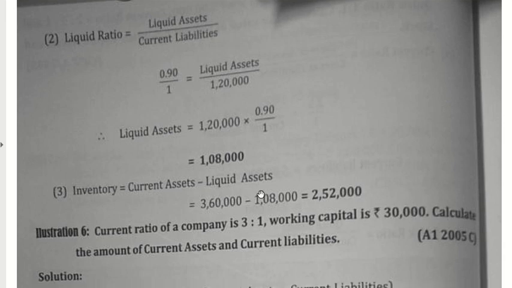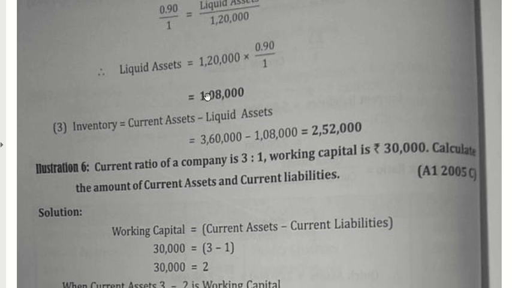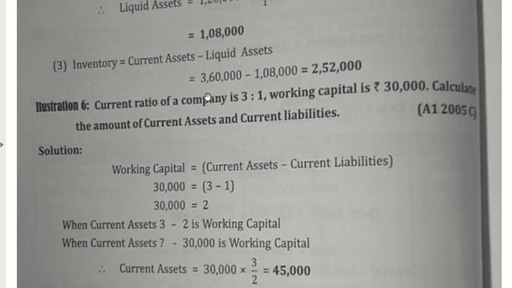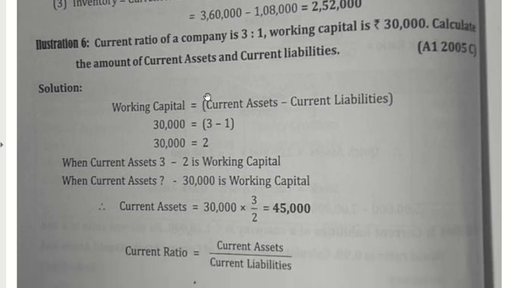Now next, what they have told us to find out is the liquid assets and inventories. So inventory is nothing but your stock, the same way how we found out in the last question. So liquid ratio is liquid assets divided by current liabilities, which is 0.90 divided by 1 is equal to liquid assets divided by 1,20,000, which is the current liabilities amount. Cross multiply, you get your liquid assets to be 1,08,000. So stock can be found out by current assets minus liquid assets, which is 3,60,000 minus 1,08,000, which is 2,52,000.